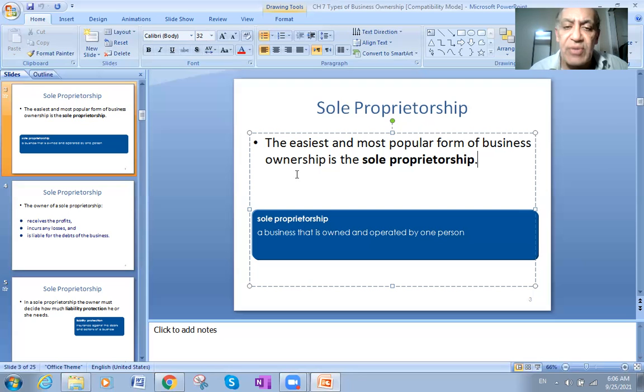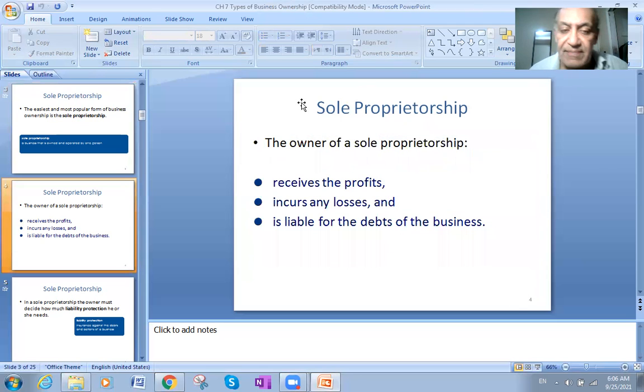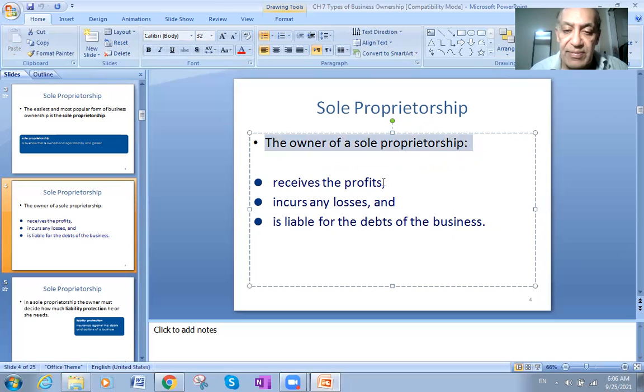So here we say the sole proprietorship, the easiest and most popular form of business ownership. The sole proprietorship is a business that is owned and operated by one person. The owner of the sole proprietorship receives the profits. He is running the business. He's alone. No one with him. Sole means alone. Sole means only he. He's the only one there.